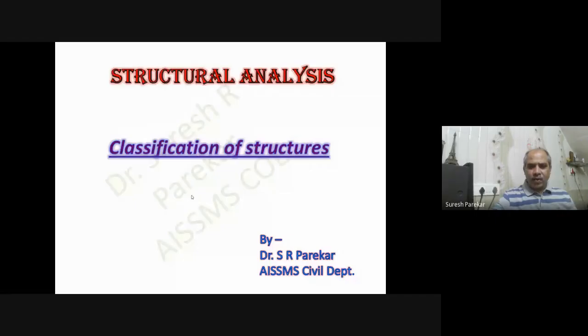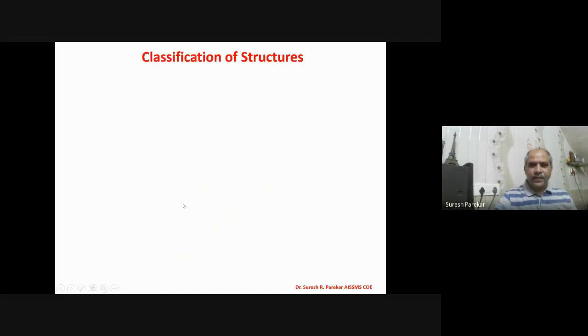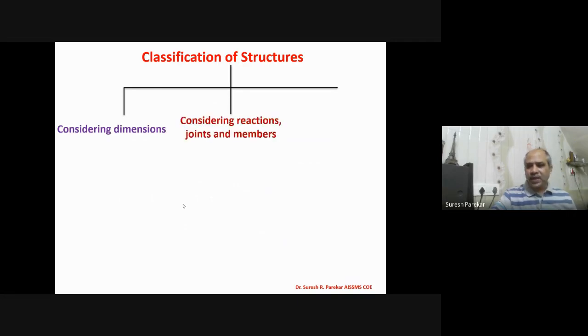Structures. So now we will go with this classification. We are going to classify the structures by considering three criteria. One, considering dimensions; another, considering reactions, joints and members; and third, considering connection between the members. Now, considering dimensions, we have three types.